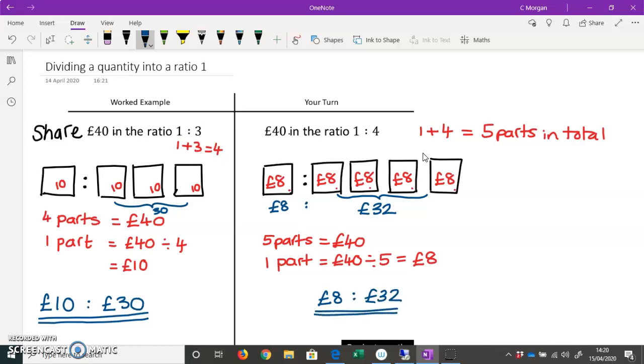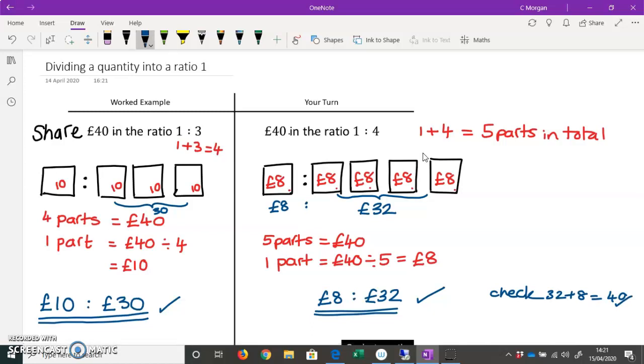Some of you who did the homework before the holidays, well done for those of you that did, will know that you can simplify that ratio. But the question wasn't to simplify the ratio. The question was to share £40 in that ratio. And if I have a look at 32 and 8, I'm just going to check that when I add those together, 32 plus 8 does make 40, so I know that I've done the question correctly.